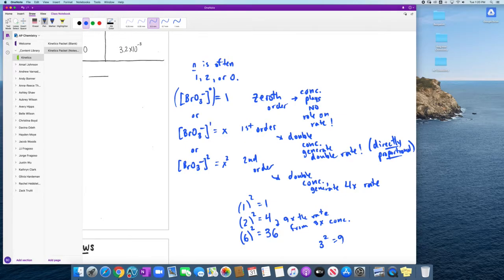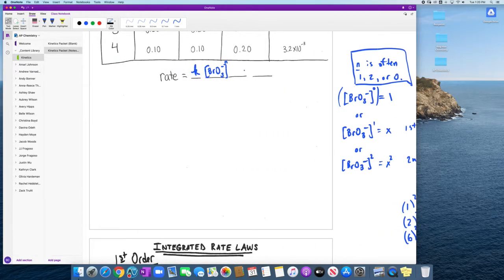If there's sort of a squared connection, then your reactant is second order. So that's the significance of these orders of reactant. So let's go ahead and finish up writing this rate law.